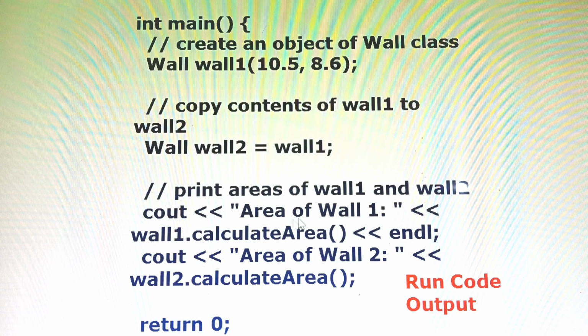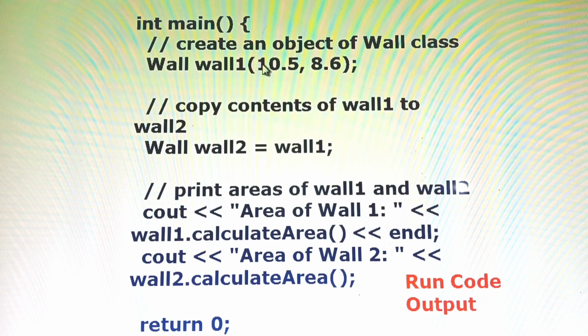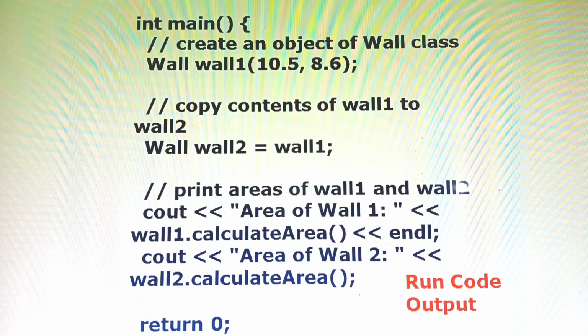then find out the area of wall1. Calculate area: it will multiply 10.5 into 8.6. Okay, next calculate area for wall2, 10.5 into 8.6. We get the same result because the value of wall1 is copied to wall2. Okay, then we will get the same result. Then close the main program. In such a way we can implement the copy constructor in the program.